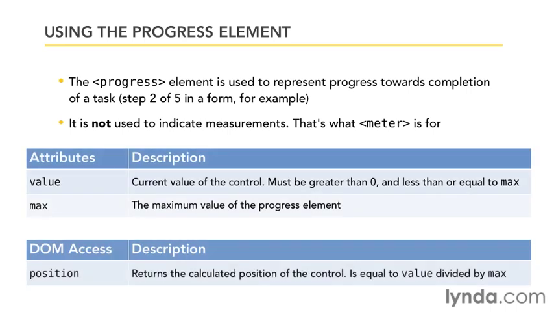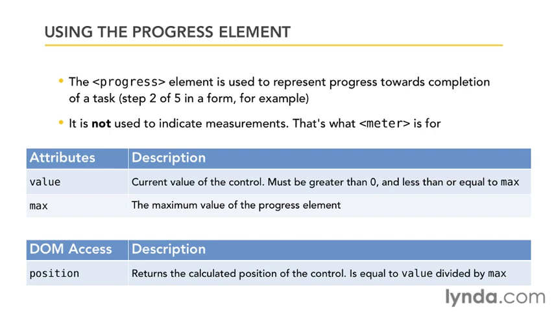The progress element has some attributes, and it has some DOM functions available to it. The attributes on the progress element are the value and max attributes. The value attribute is the current value of the control, and it has to be greater than 0 and less than or equal to the max attribute. The maximum value of the progress element is indicated by the max attribute. So in the example we used above, step 2 out of 5 in a form, the value would be 2 and max would be 5. And obviously value is going to change as the user progresses through the task.